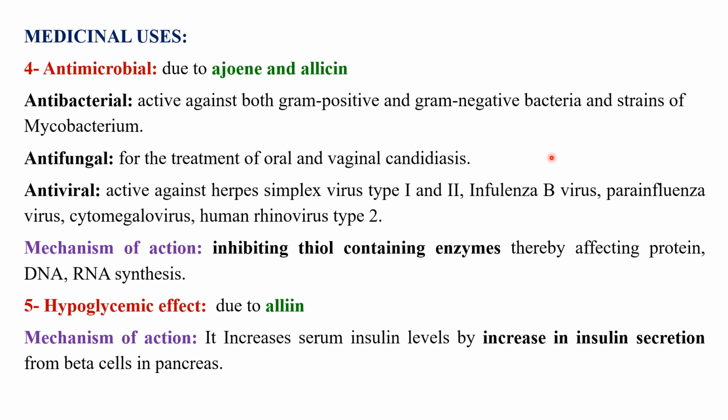Also, garlic exhibited antiviral activity against several viruses such as herpes simplex virus type 1 and type 2, influenza B virus, parainfluenza virus, cytomegalovirus, and also human rhinovirus type 2. The mechanism of action of its antimicrobial effect is through inhibiting thiol-containing enzymes, which are important for DNA, RNA, and protein synthesis. So it can inhibit different types of microorganisms.